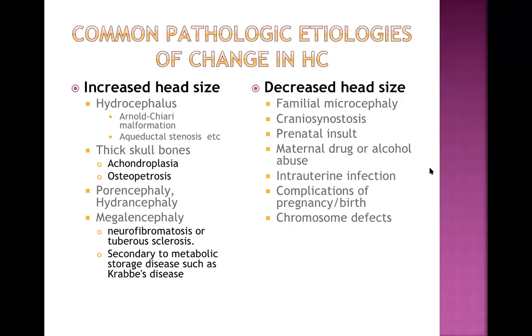See here. The first one is familial microcephaly. There are so many families where all family members have very small heads. Okay, this is familial microcephaly. But please do not think there is a decrease in intelligence in them. All of them can be highly intelligent. So that's why it is known as the familial one. It is not pathological.